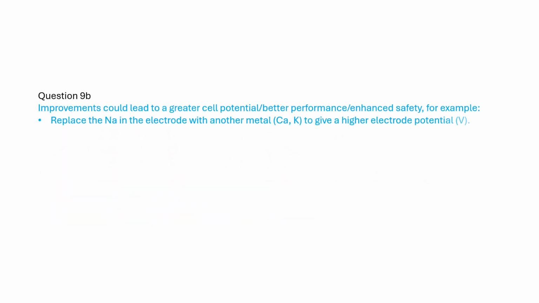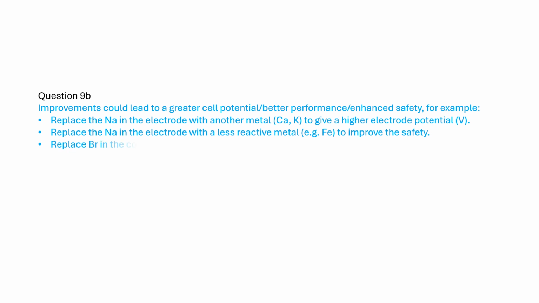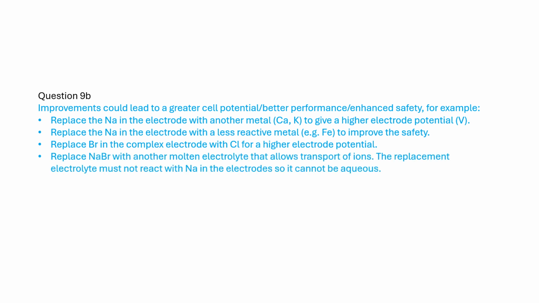Replace the sodium in the electrode with another metal to give a higher electrode potential. Replace the sodium in the electrode with a less reactive metal to improve safety. Replace bromine in the complex electrode with chlorine for a higher electrode potential. Replace sodium bromide with another molten electrolyte that allows the transport of ions.